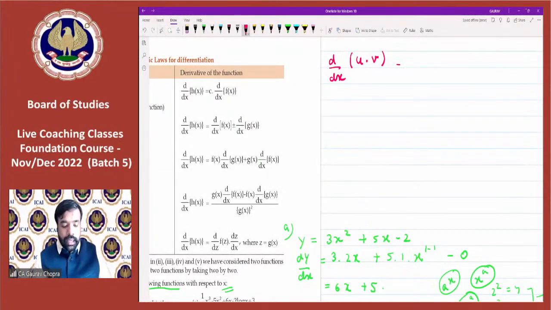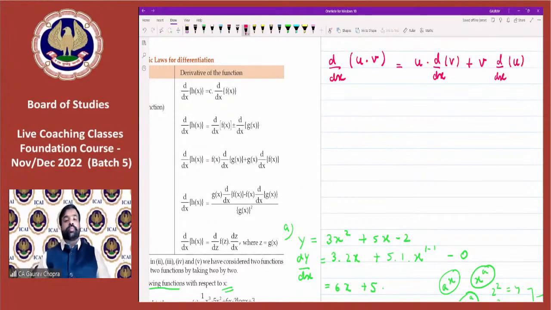So whenever two functions are there, we can write u as it is, d by dx of v, plus write v as it is and then d by dx of u. In short, this can also be written as u and then v dash. This dash denotes differentiation. So we can write d by dx or dash. It means one and the same thing.